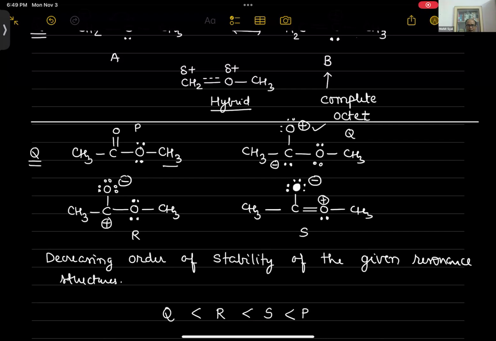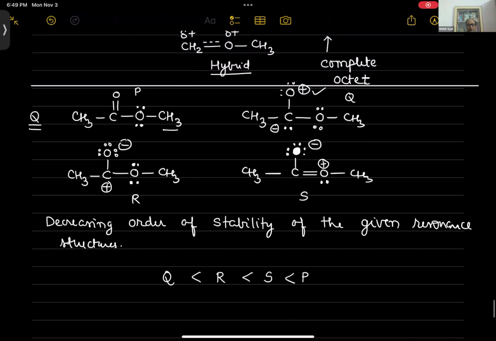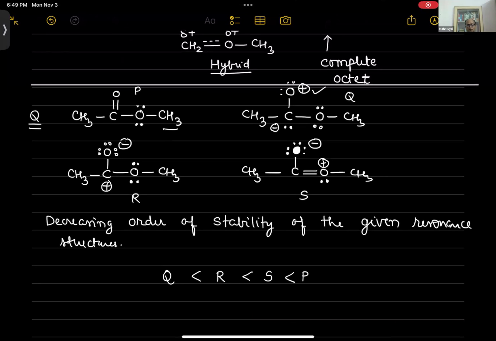Got it? Is it clear, Nabila? Yes, sir. So this is the stability. Here you have complete octet for both of them. One is neutral and another is charged with complete octet. This is incomplete octet, and then you need to look at where the charges are coming. Positive charge is coming on an electronegative atom or an electropositive atom? Is it clear or not?